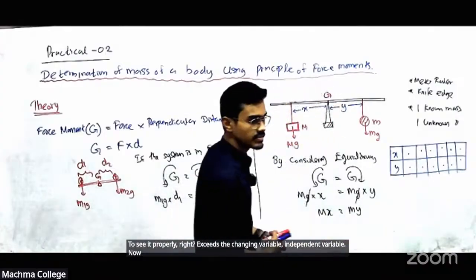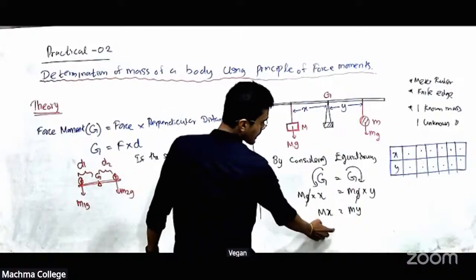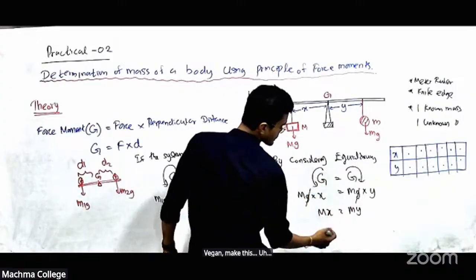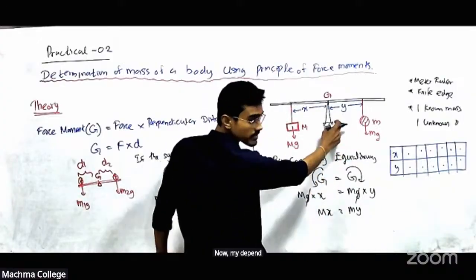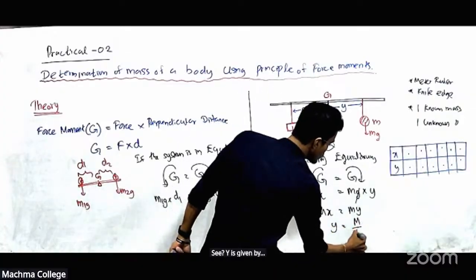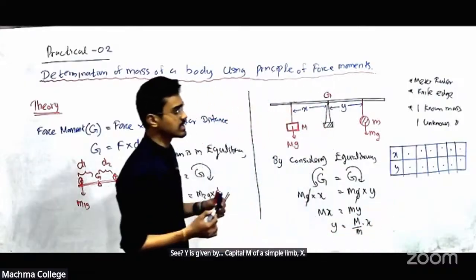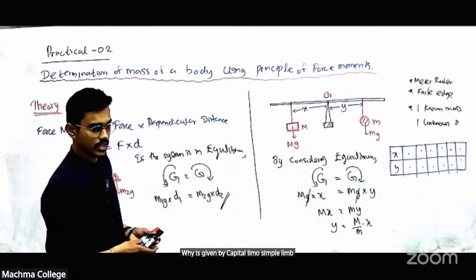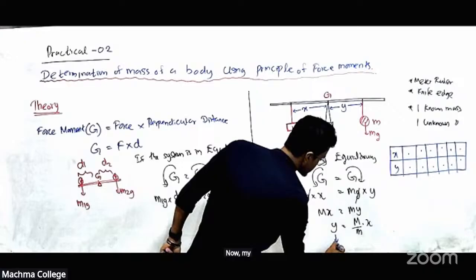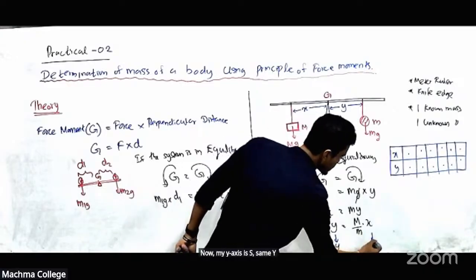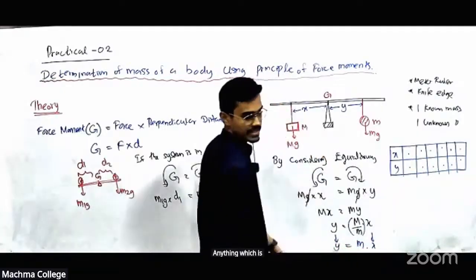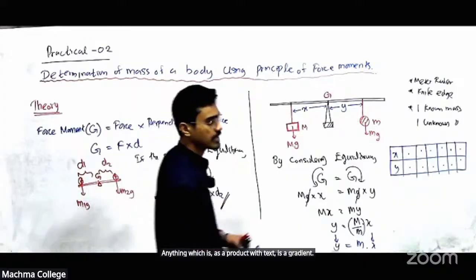Now, since we need to plot a graph, we can make this equation to plot a graph. See, now my dependent variable is going to be y, making y the subject from this. See, y is given by capital M over simple m, times x. Right? Now, if we plot a graph using this, my y axis is the same y, the x axis is the same x, and this part will be the gradient. Anything which is a product with x is a gradient. Right?